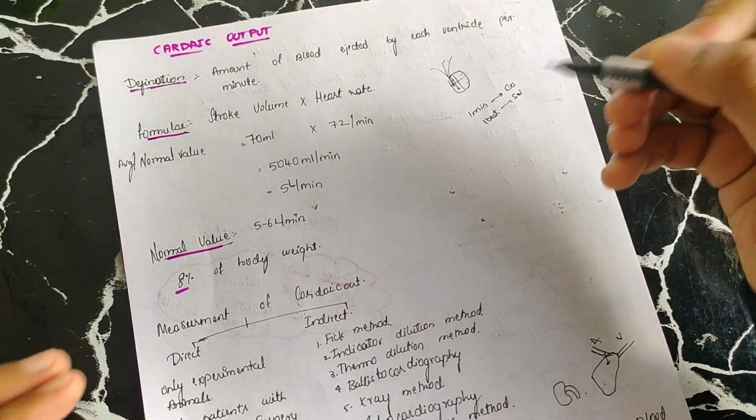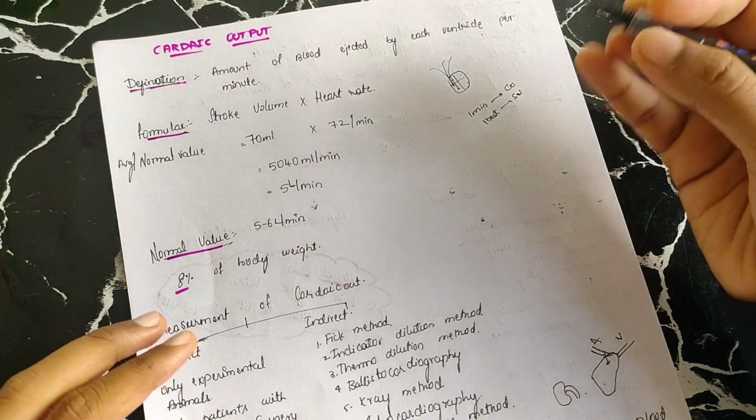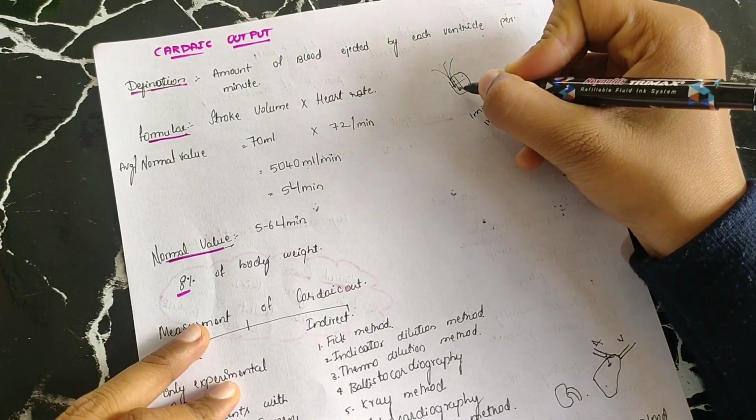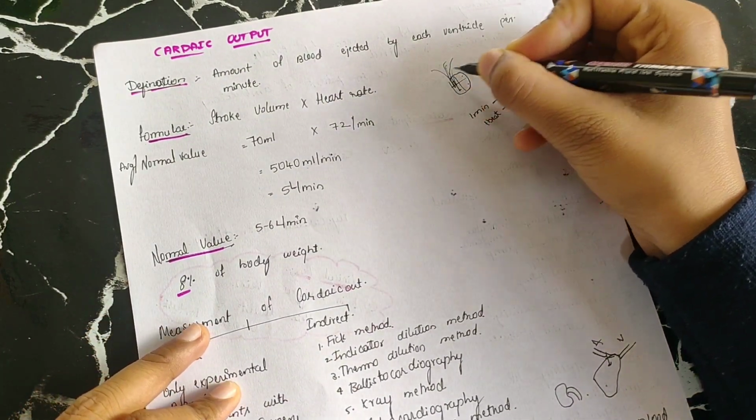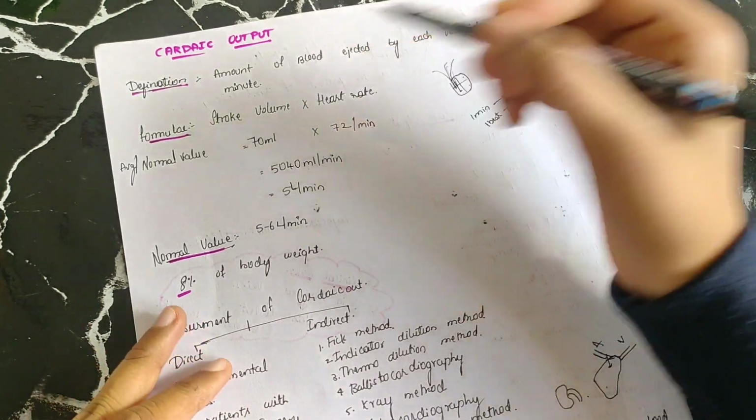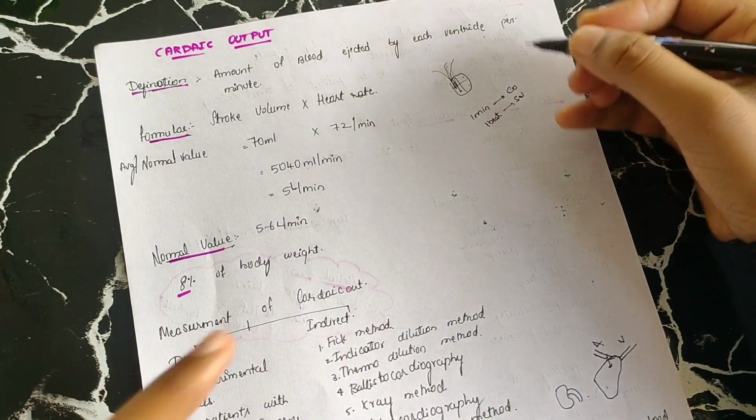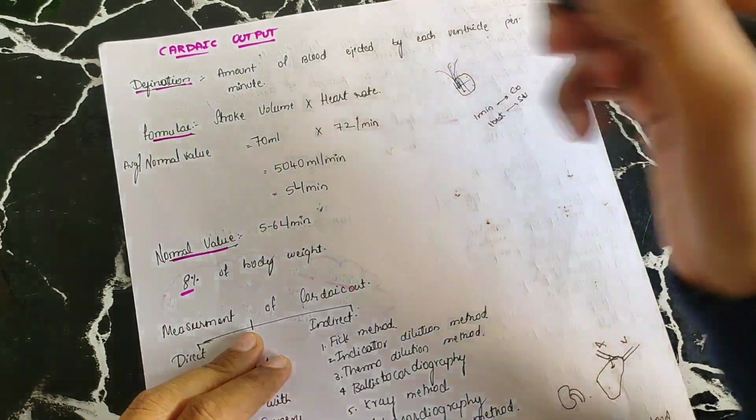Definition: the amount of blood ejected by each ventricle per minute. The amount of blood ejected by each ventricle in 1 minute we call a cardiac output, whereas in one single beat it is the stroke volume.